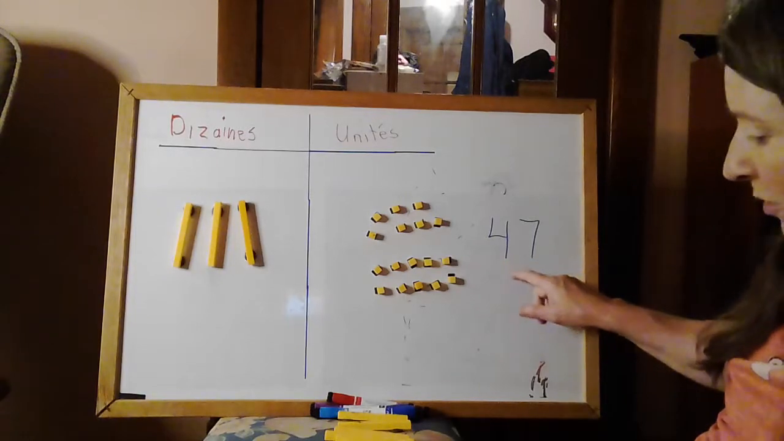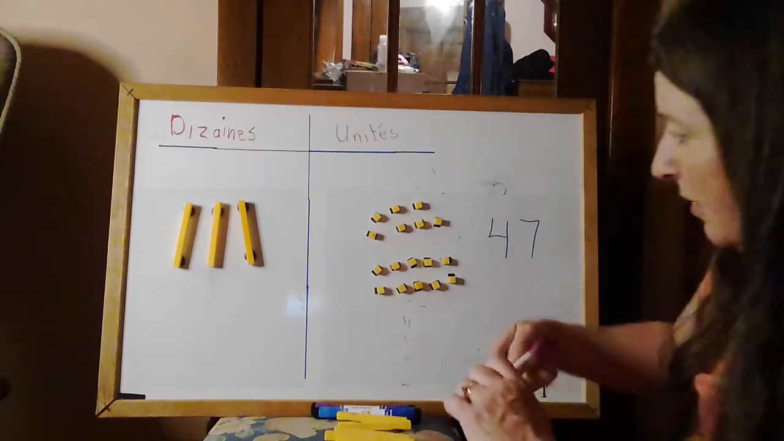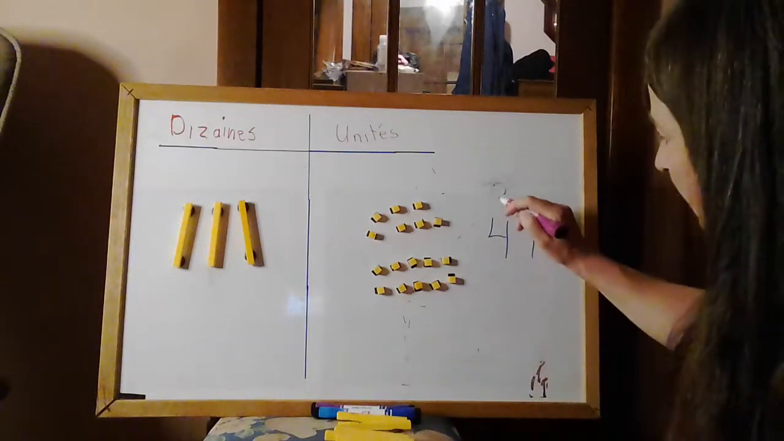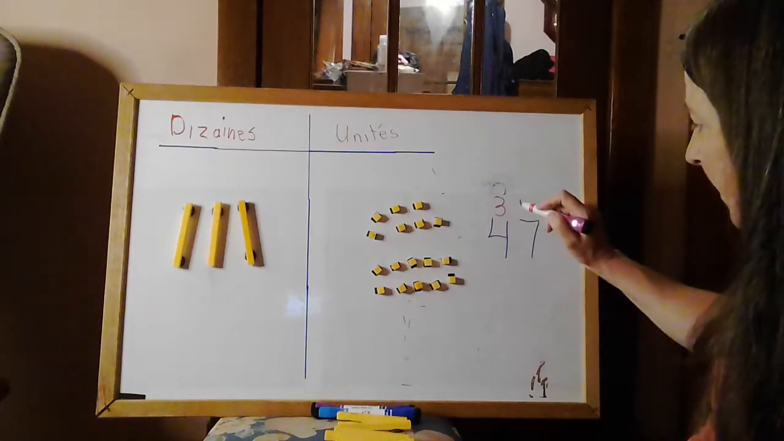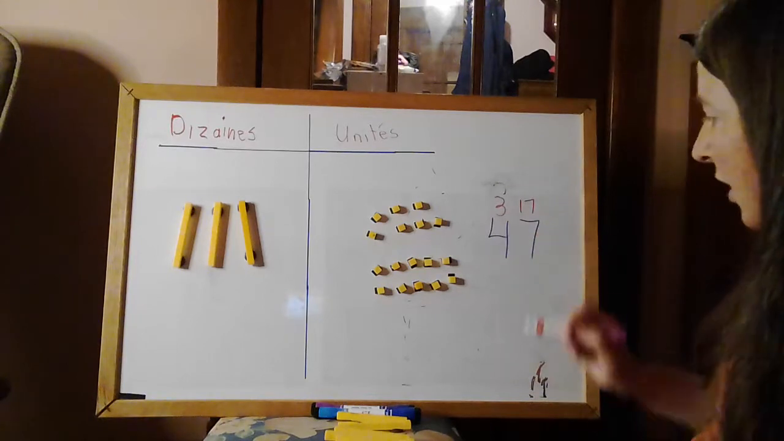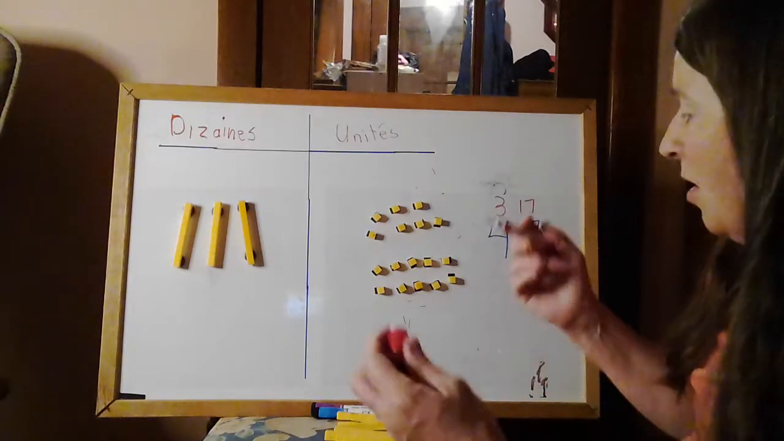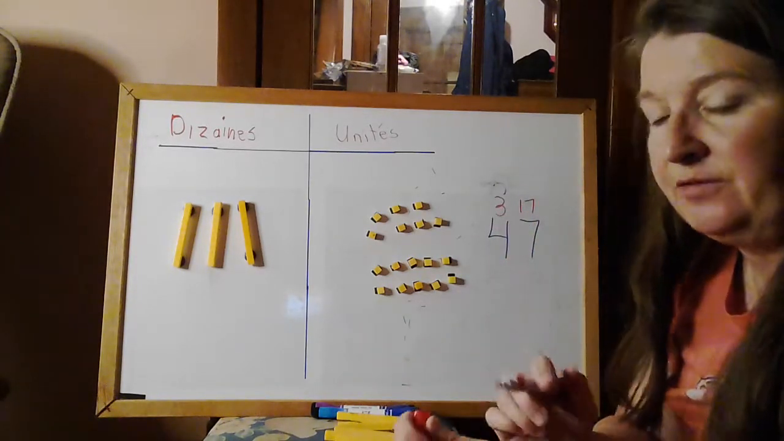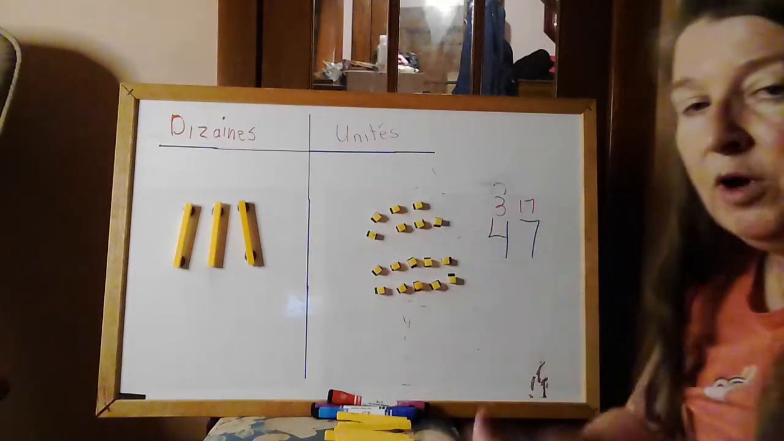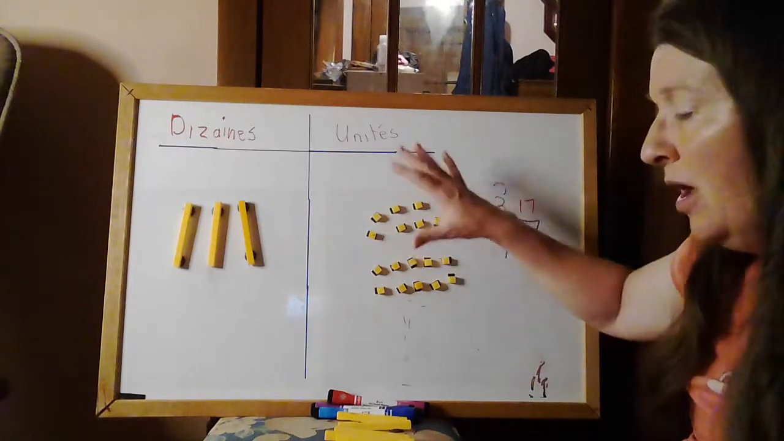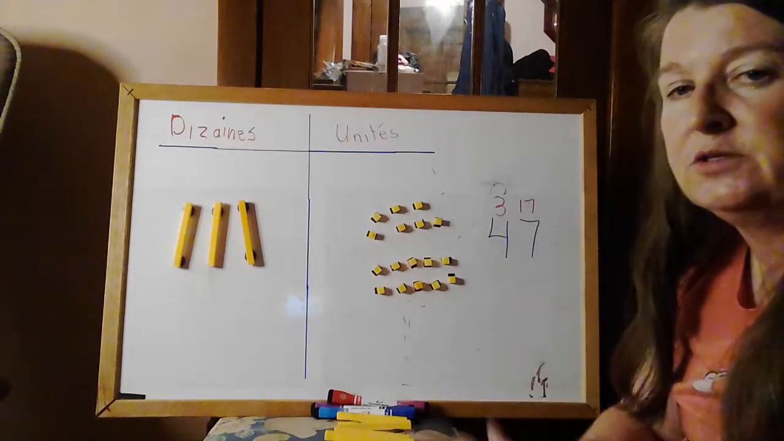I don't have the same number of tens and ones, though. I have, instead, 3 tens and 17 ones. But I still have 47. So I can change the number of tens and ones. I still have the same value of blocks.